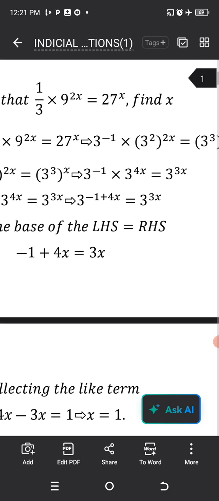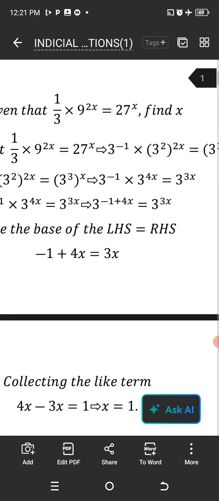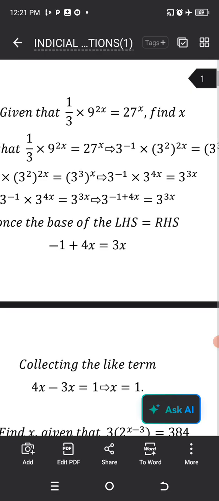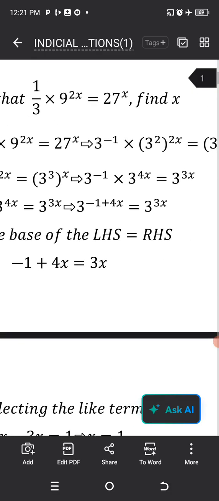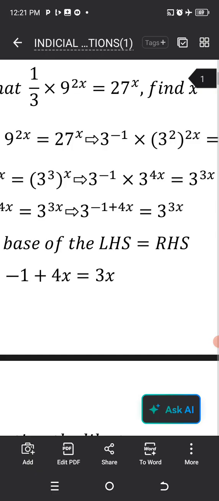That is the product law. Actually, we've applied the product law. If you don't know this, just go to the previous video that involved indices. You will see it there, and try to watch the video for you to have a better understanding of what we are dealing with in this video. So you will see that the next line is now what? The expression has now changed to what? 3 raised to power minus 1 plus 4x equals 3 raised to power 3x.